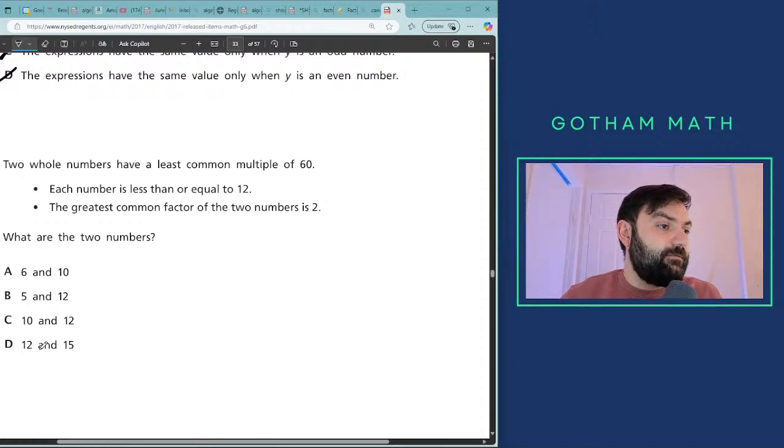Can it be D? No, it can't be, because it doesn't work with this rule, right? Each number is less than or equal to 12. So this automatically is wrong. This works in the first rule? Yes, it does. The greatest common factor of the two numbers is 2. Is the greatest common factor between 10 and 12 is 2? What's the greatest common factor between 10 and 12?